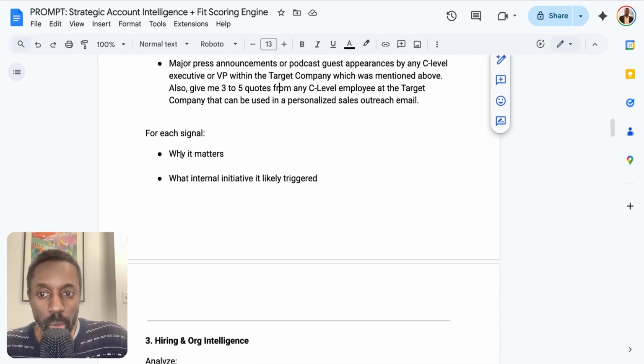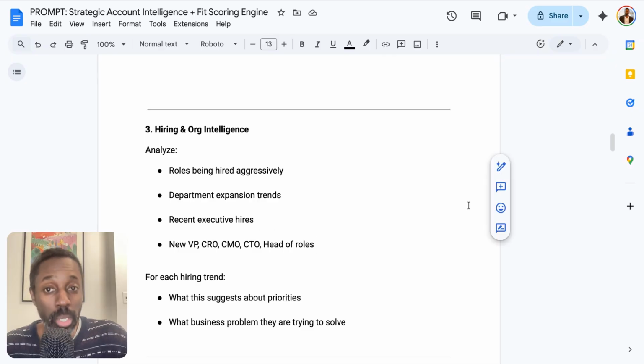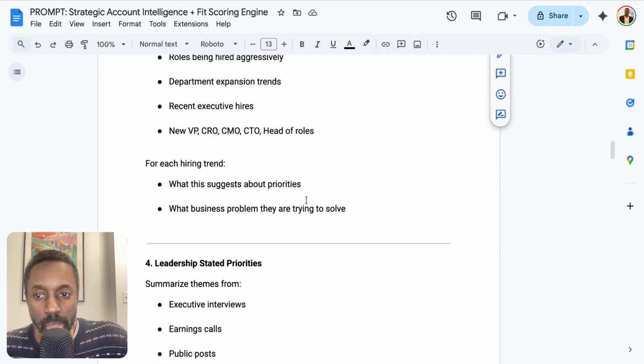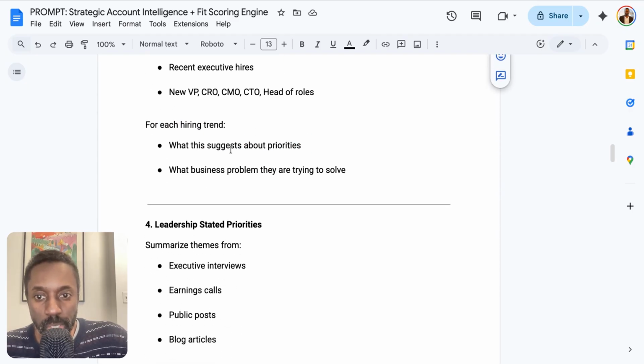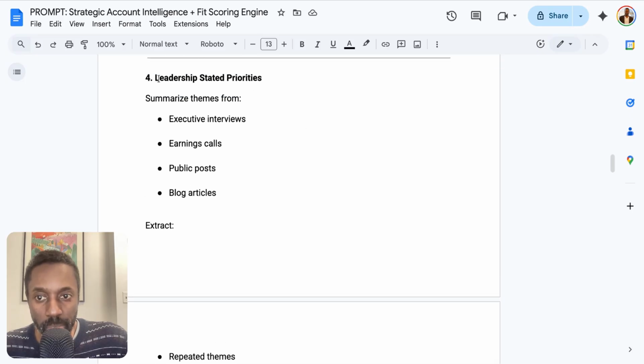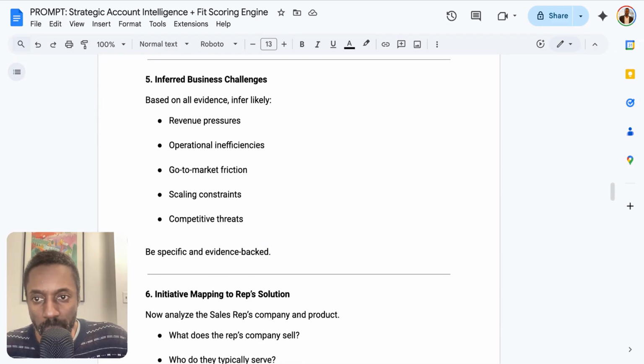Then the signal, why it matters, any internal initiatives that likely triggered it. Hiring: basically I pull hiring, but hiring based on things that are important to your software, right? Any new leaders, great people to reach out to. It says for each hiring trend, what it suggests about any priorities or business problems they're looking to solve. Obviously, are there any themes from earnings calls for publicly traded companies? What else do we have here?